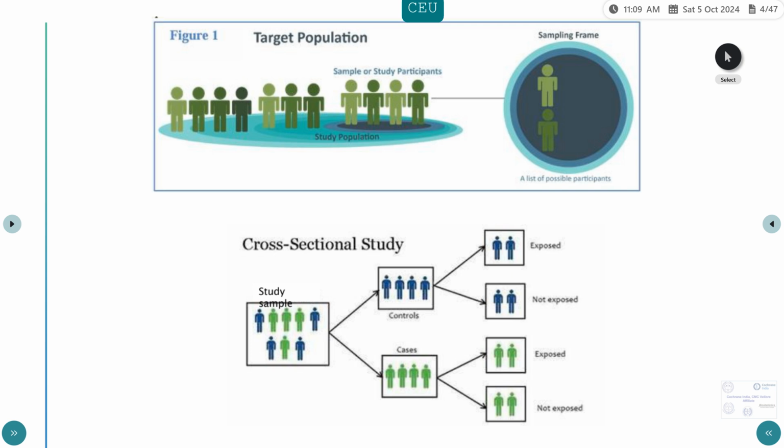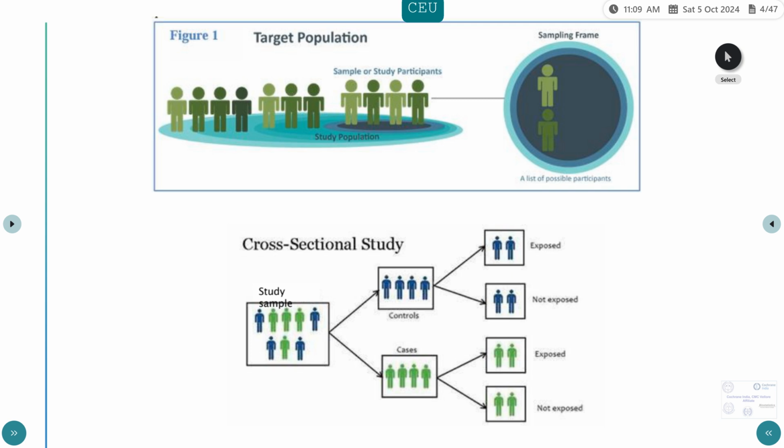So here you have the target population. Based on your sampling studies, you get a study population, which is a sampling frame. From the study population, you select your study participants. Again, each study participant should have equal likelihood from the study population to be represented in the study, and they should be representative of the target population that you have.